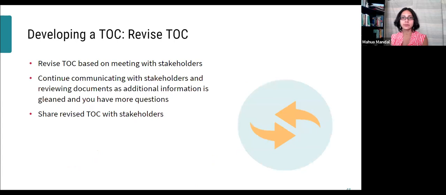So with the details of these types of questions answered, you go back with your team and revise the theory of change based on these meetings with stakeholders. And again, as an iterative process, you continue communicating with stakeholders, you continue reviewing documents, and you continue sharing updated drafts of the theory of change with the stakeholders.